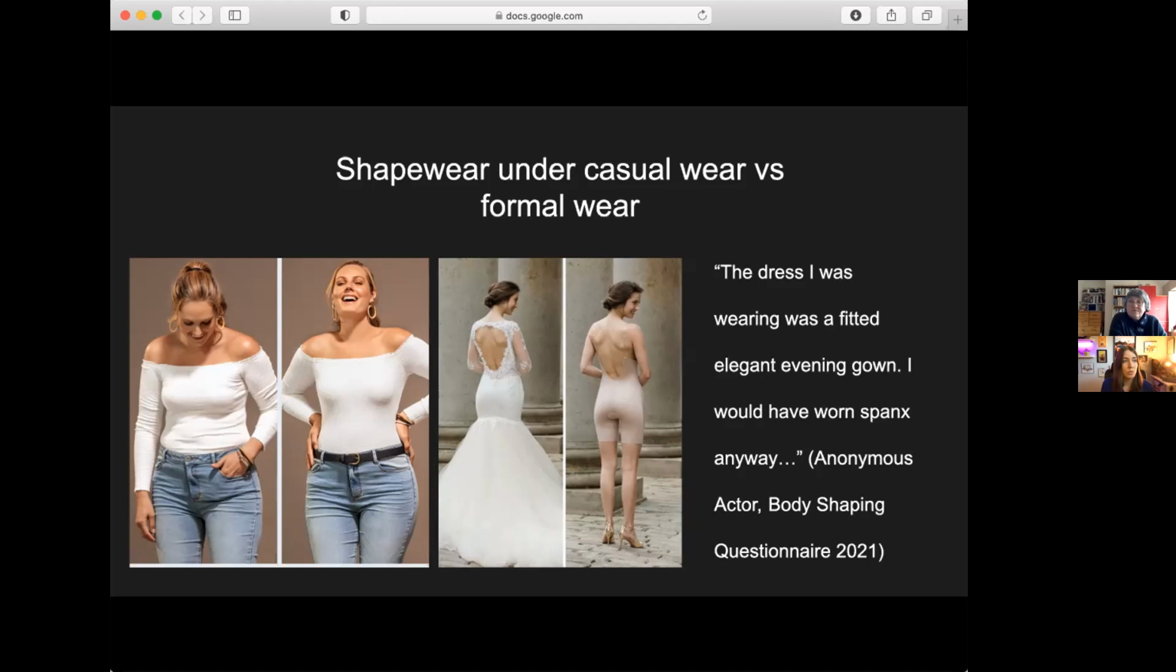So this includes when actors want shapewear to ease their own body anxiety or because they think their character would have worn it. If a costume is a garment that a character or actor would have reasonably worn shapewear under within the context of the play, such as a formal wedding gown, shapewear may be appropriate. One actor described a specific instance when she said, "The dress I was wearing was a fitted, elegant evening gown. I would have worn Spanx anyway, but I do think the costumer wanted a smooth line for the look."